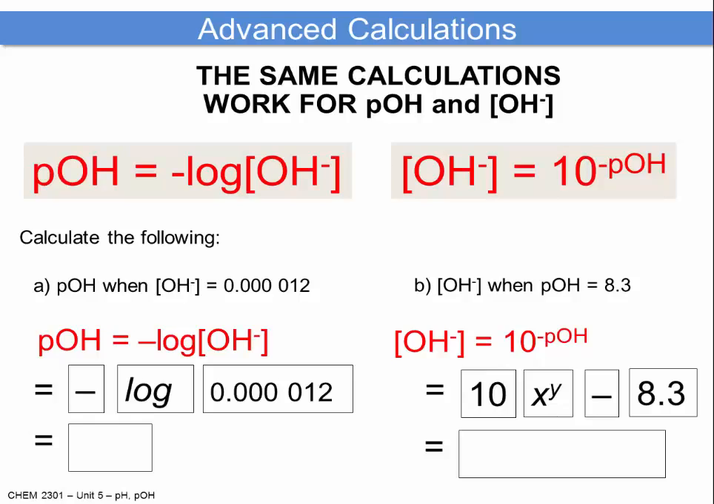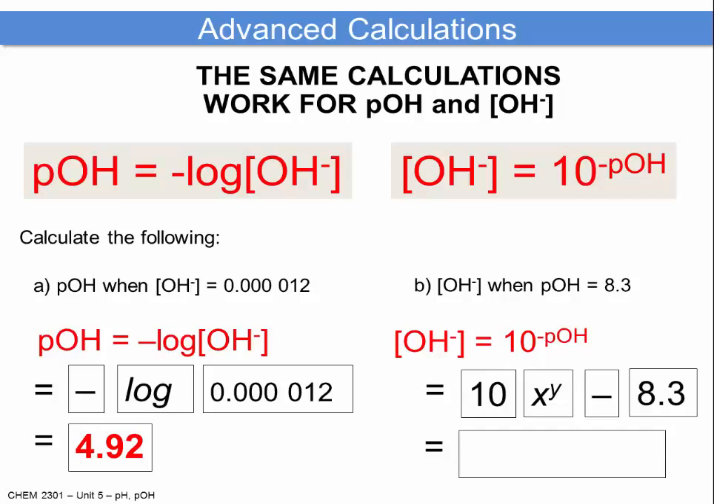Calculate the following. pOH when the hydroxide concentration is equal to 0.00012. We plug it into the calculator the same way we did for pH, negative log, but this time of the OH minus ion concentration. The answer we get is 4.92. Again, I'll point out that the 2 after the decimal place in the hydroxide ion concentration is 2 significant digits. In the pOH, we again have 2 significant digits, but we have this weird rule after the decimal place. The 9 and 2 are the significant digits.